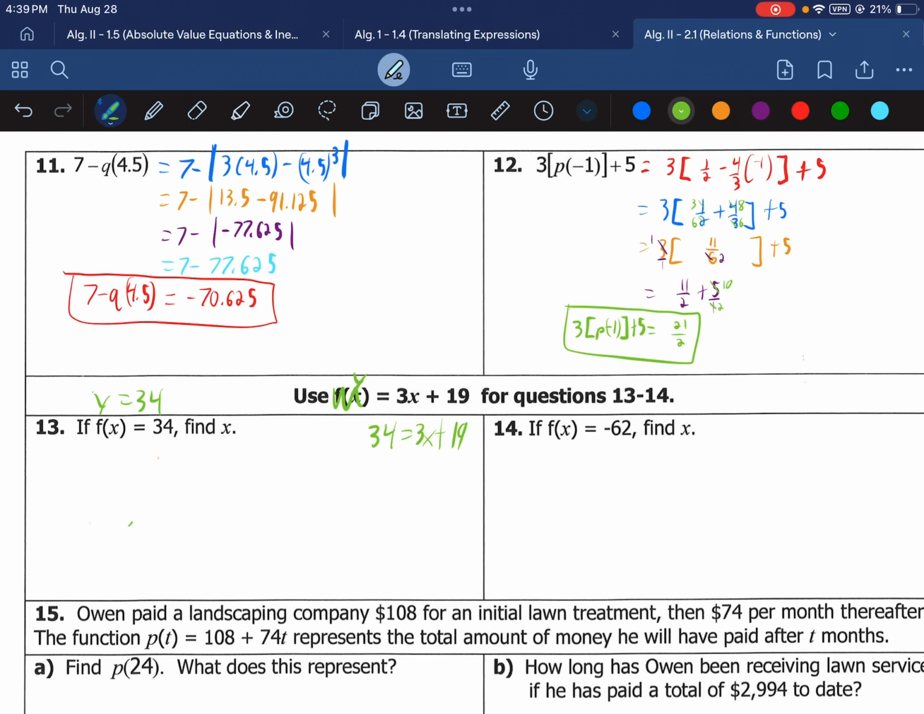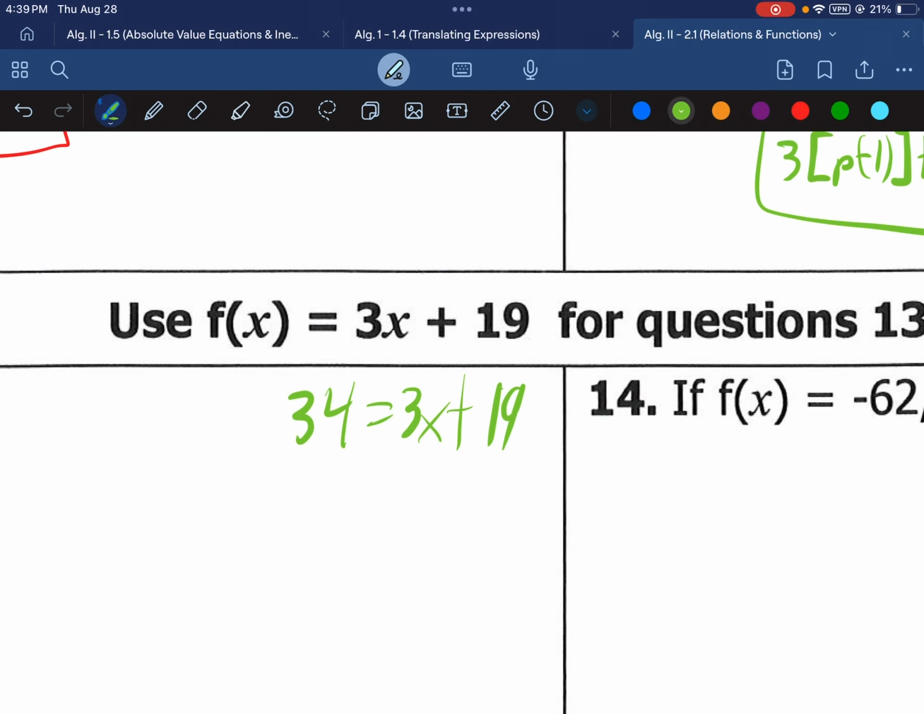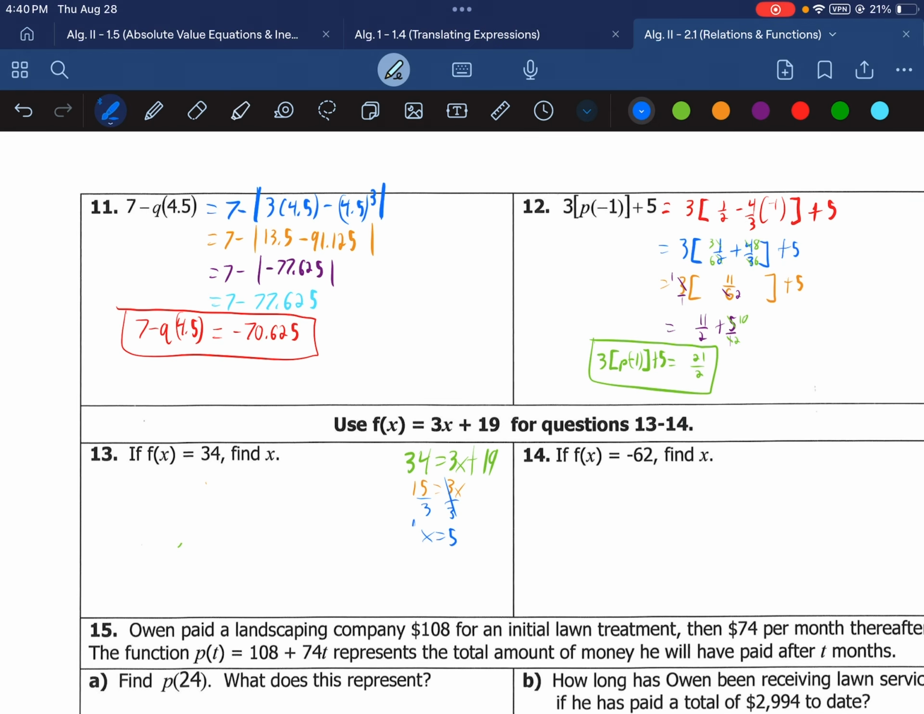And so now that we have 34 equals 3x plus 19, we're going to go ahead and start solving this for x. So we're not doing order of operations here. Here we're undoing the equation to get x by itself. So we subtract 19 from both sides and get 15 equals 3x. Divide by 3 and we get x equals 5. Meaning 5 was plugged in order to get 34 out.